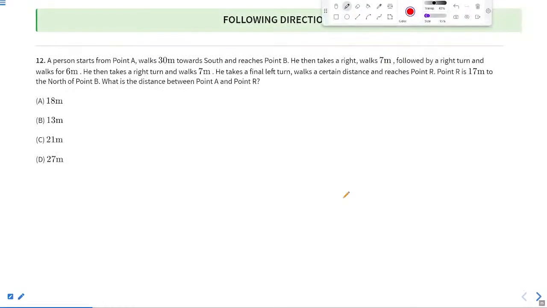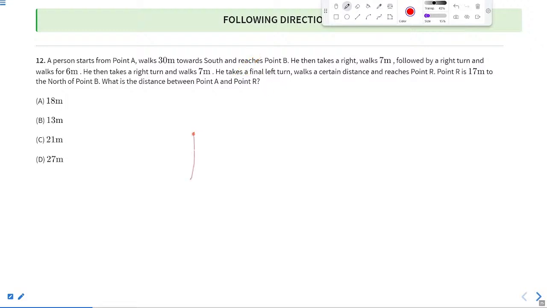12. A person starts from point A, walks 30 meters south, reaches point B, takes right, walks 7 meters, right turn, walks for 6. Then takes right turn and walks 7. Final turn left and walks a certain distance, reaches point R. Point R is 70 meters to the north of point B. What is the distance between point A and point R?